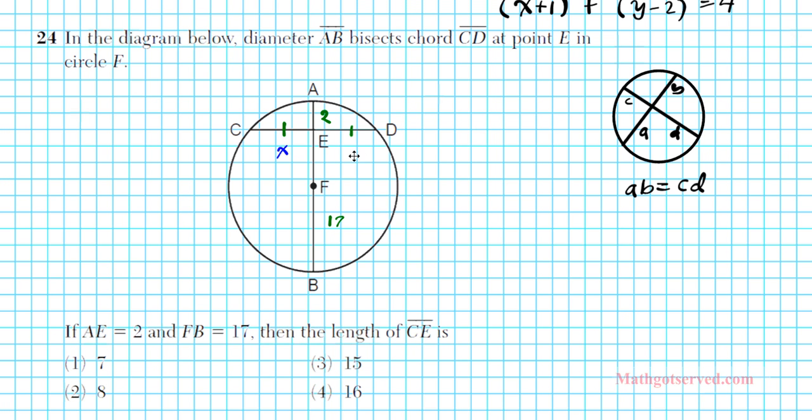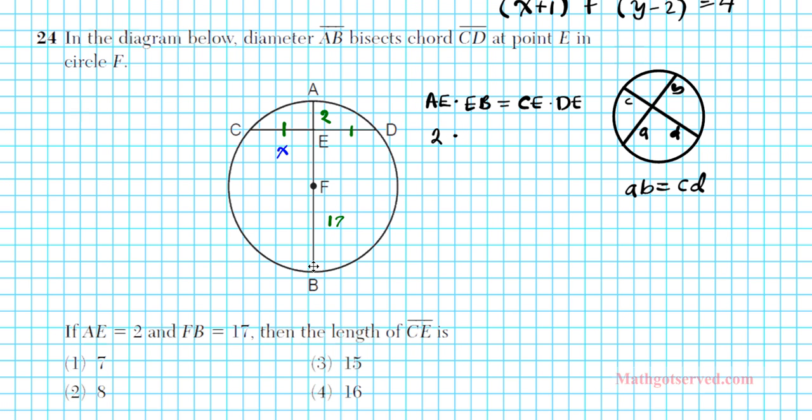In this situation, the little piece AE times the big piece EB is going to be the same as CE times DE. So AE times EB, the longer chord, is equal to the product of CE times DE. This is based on the intersecting chords theorem. We know that AE is 2, so we have 2 times EB.